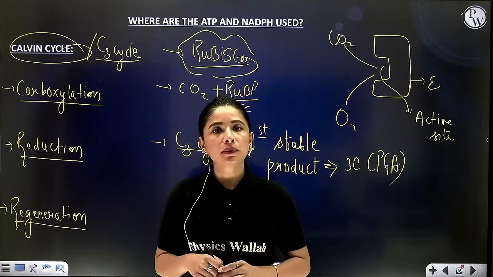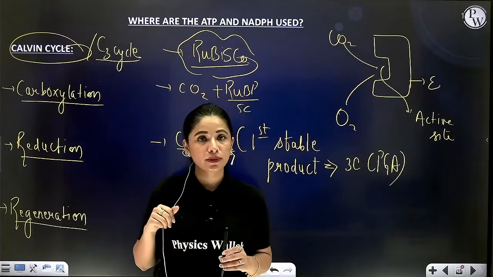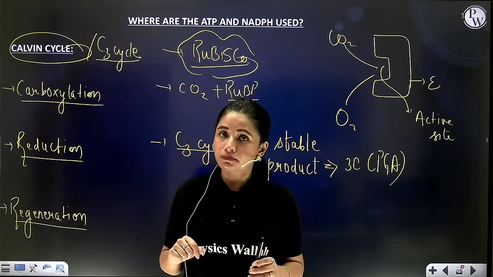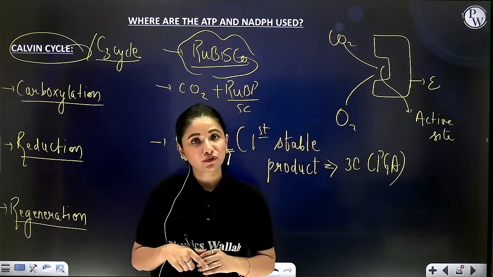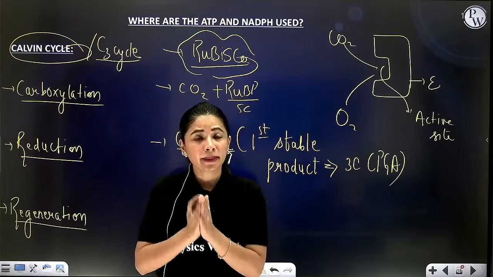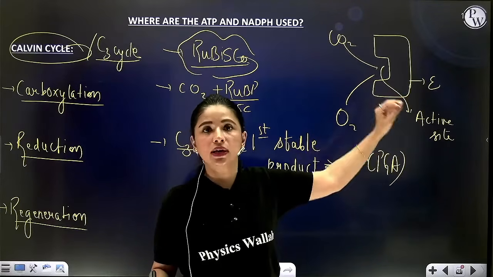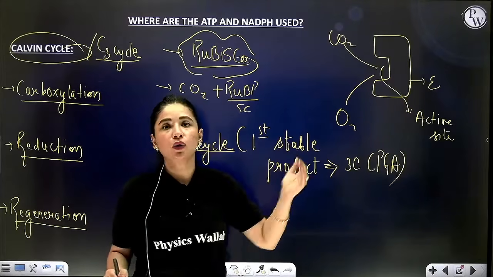However, if I talk about the affinity, the liking of the enzyme Rubisco, then Rubisco at low light intensity prefers binding with CO2, and at high light intensity it prefers to bind with oxygen. Correct? Mainly, this is what the enzyme is. It can bind with both CO2 and O2.